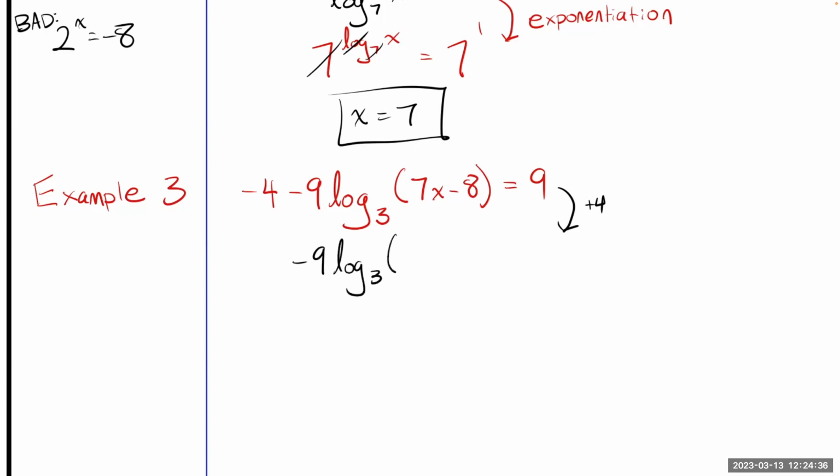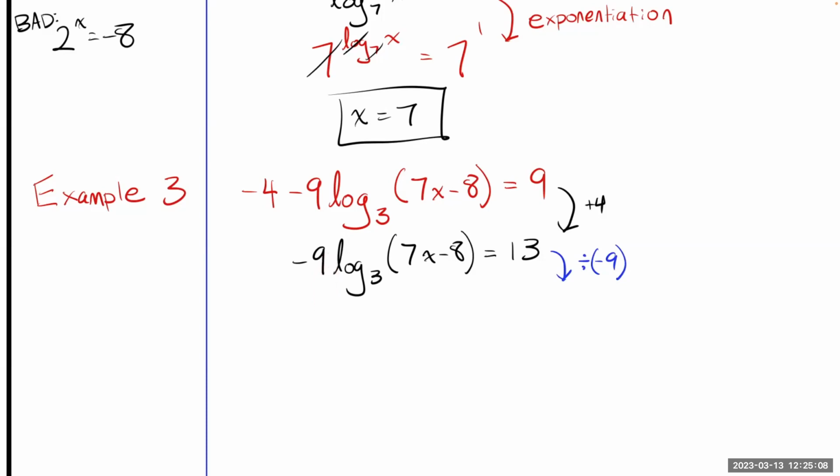Log base 3 of 7x minus 8. And if we add 4 to this, 4 plus 9, oh, it's 13. Good. Next step. Is that divide or add? That's a good question. Is it add 9 or divide by -9? Shouldn't you divide? Why? Because -9 is being multiplied by that log, not being added or subtracted. Always do the operation that's happening in between.